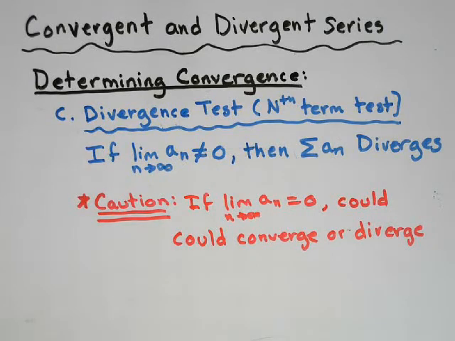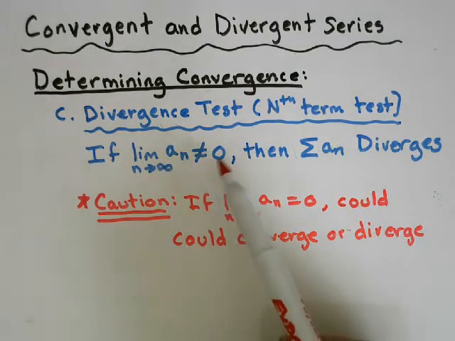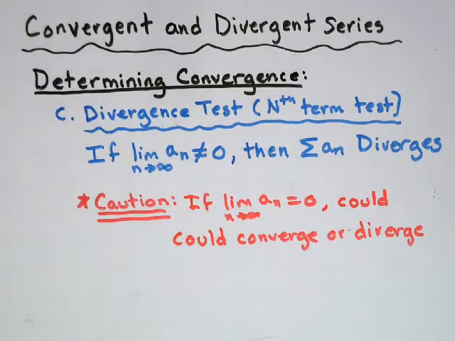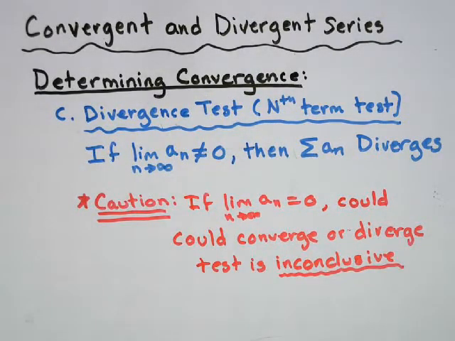So there's only two cases. If you get anything but 0, it diverges. If you get 0, we say that the test is inconclusive. Okay, test is inconclusive. So if you were asked to determine the convergence and you found that the limit was 0, it would require more investigation into one of the other tests that I'll show you over the next coming days.